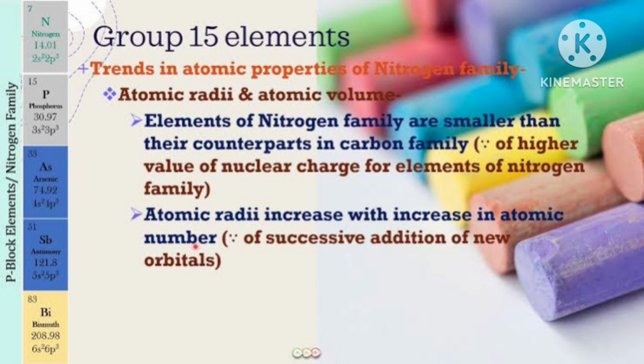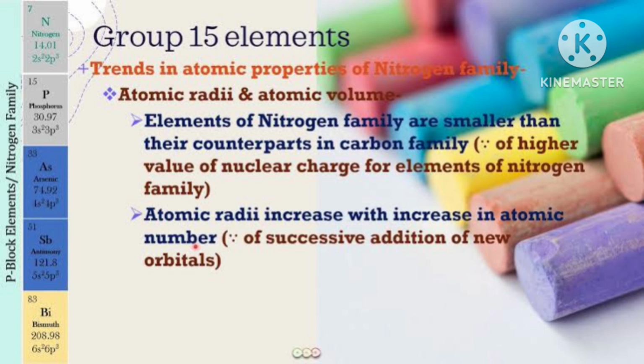This is due to the presence of completely filled d and f orbitals in heavier elements. This question is asked. Again, I am telling you that there is a considerable increase in covalent radii from nitrogen to phosphorus. However, from arsenic to bismuth, only a small increase in covalent radius is observed. This is due to the presence of completely filled d and f orbitals or both in heavier members.